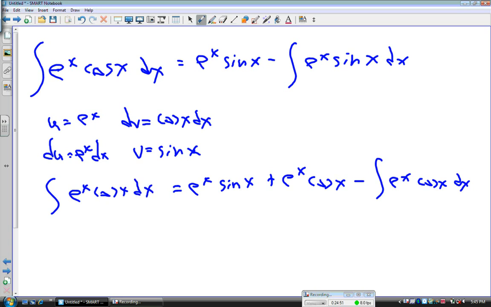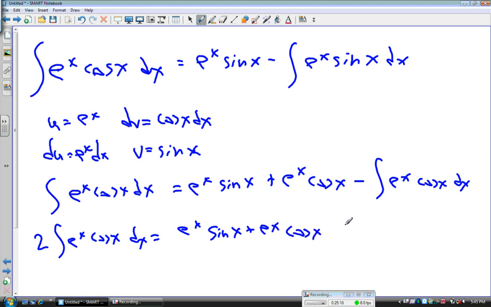So is this even worse? Well, look, we ended up with the same thing. Well, that's okay, because look, this is negative. What if I added that to both sides? I end up with 2 times the integral of e to the x cosine x dx is equal to e to the x sine x plus e to the x cosine x plus c. But I wanted this, right? So just divide by 2.